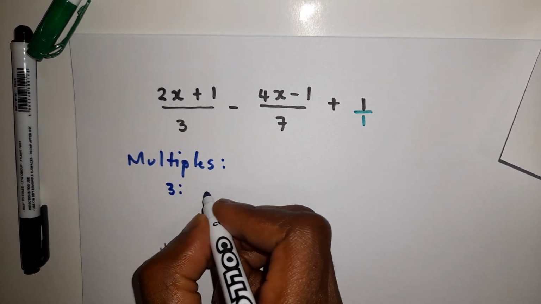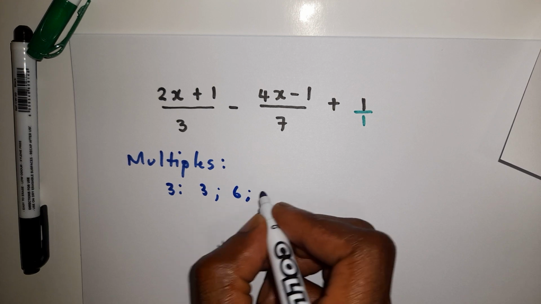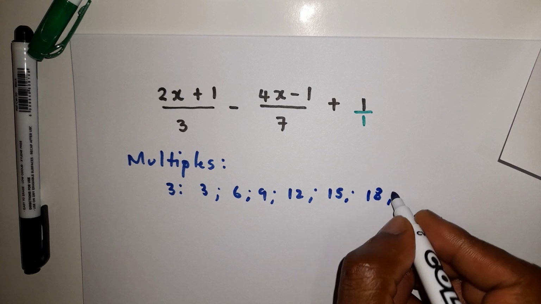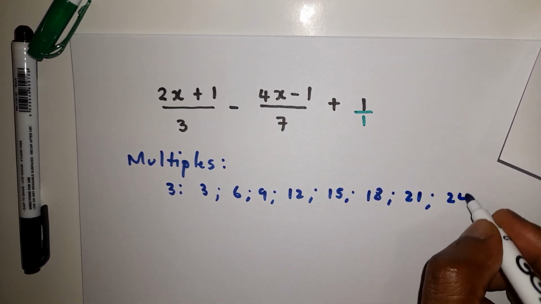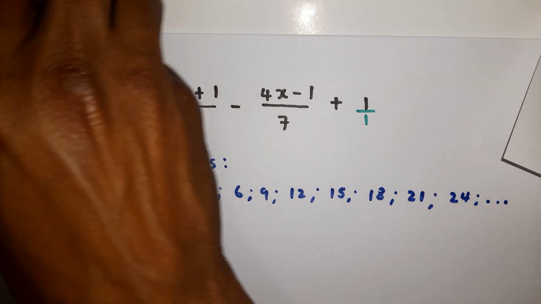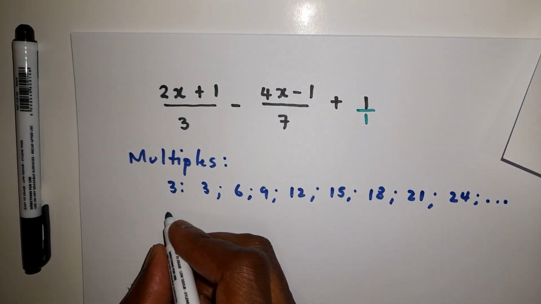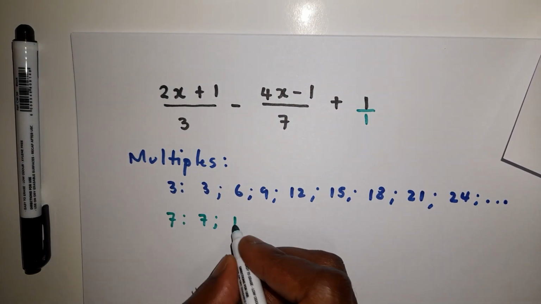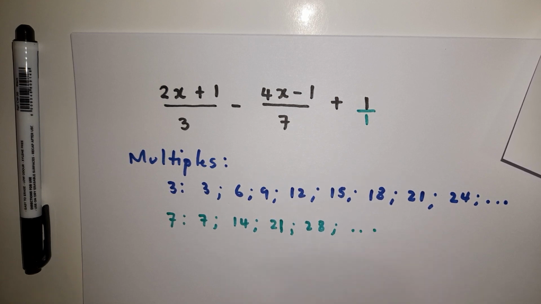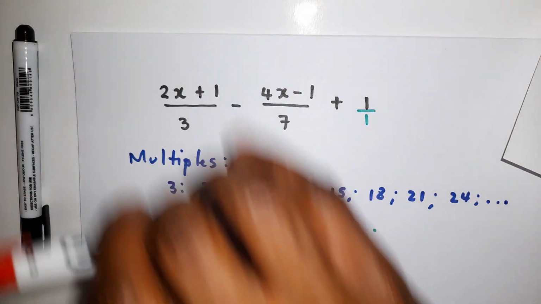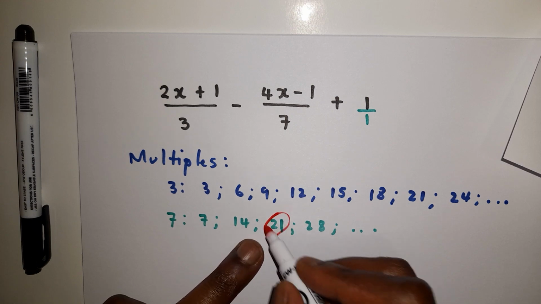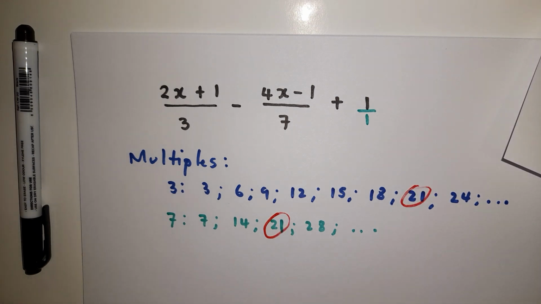Multiples of 3, that's 3, 6, 9, 12, 15, 18, 21, 24, and so forth. Let's look at the multiples of 7. Those of 7 will involve 7, 14, 21, 28, and so forth. So the lowest that is common to both of them, that becomes our LCD. So if I can check the lowest, I have 21 here, I also have 21 here. So our LCD is actually going to be 21.